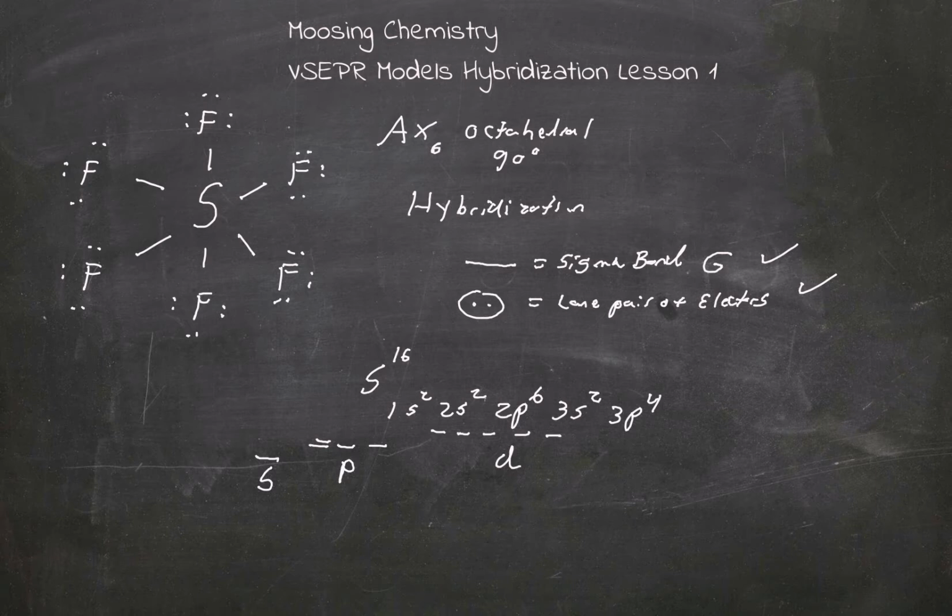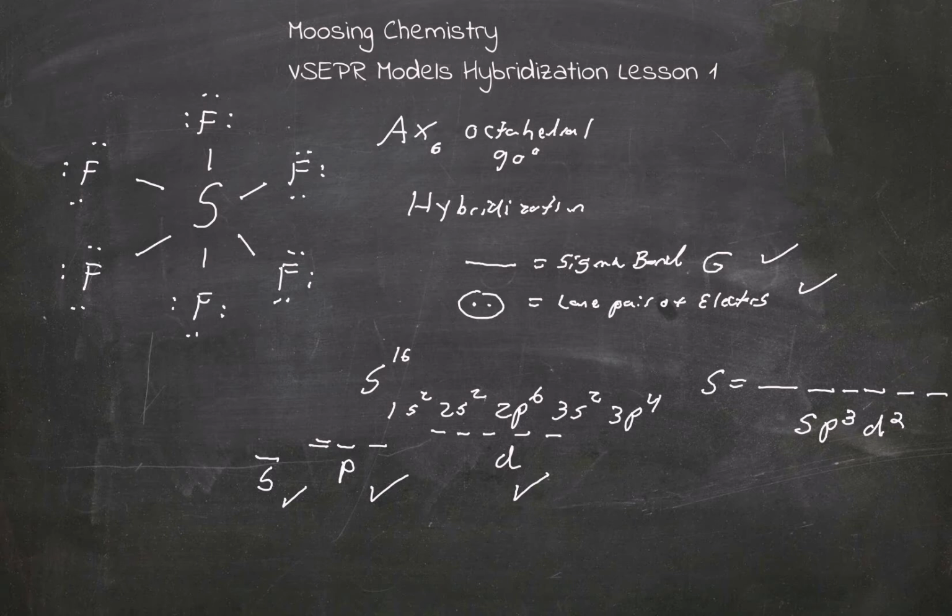Okay, so now when we hybridize these, we're going to take 1 from S, 3 from P, and actually in this case we're going to take 2 from D. So when we combine this, the hybridized orbital for sulfur is going to look something like this: 1 from S, 3 from P, and then 2 from D. So this would be sp3d2. All right, if you didn't get that, let me show it to you another way.